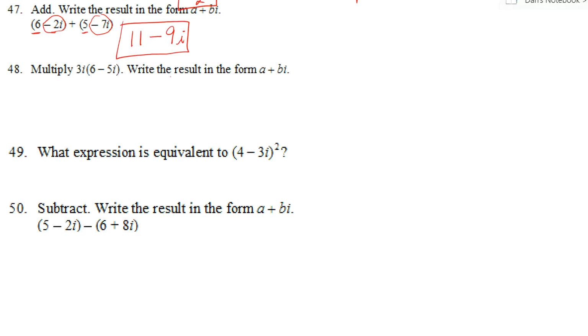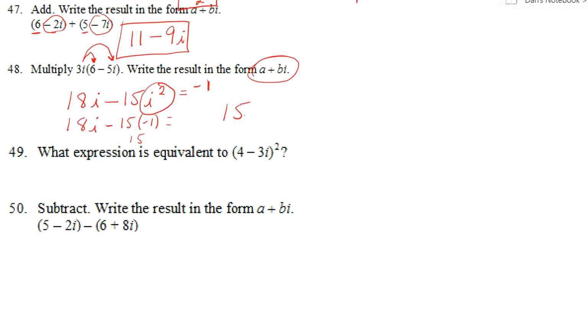48. Distribute. It says multiply, so we're going to distribute. 3i times 6 is 18i. 3i times negative 5i is negative 15i squared. But remember, i squared equals negative 1. So I'm going to sub that in there. 18i minus 15 times negative 1, which would just be 15, right? We want the real number to come first, so it'll be 15 plus 18i.